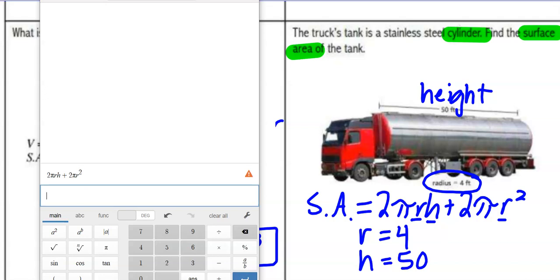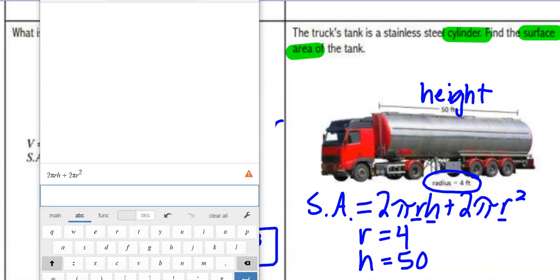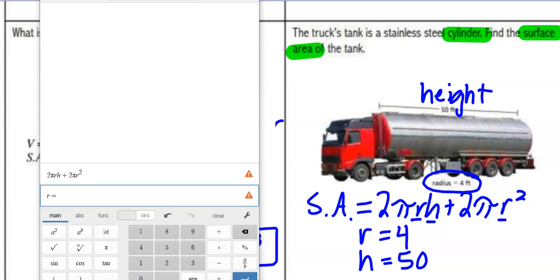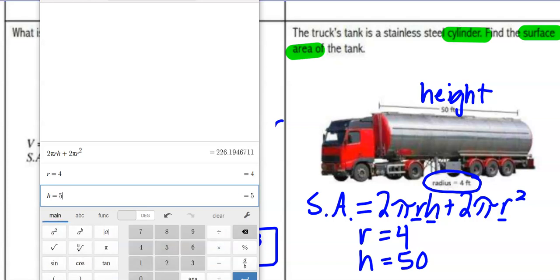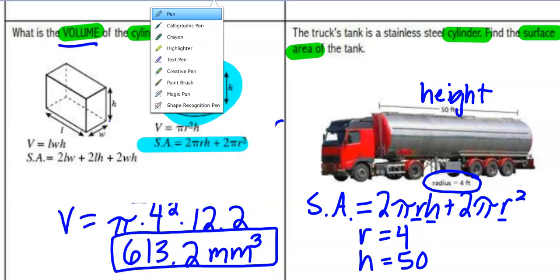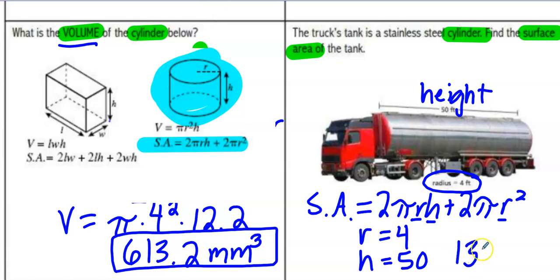So we're going to go to the next line, and we're going to tell it that r is equal to 4. And then the last line, we're going to tell it that h is equal to 50. And it gives us that really big number, 1,357, and we're going to round it to the tenths. So that's your answer, 1,357.2. And then this is surface area, so it's going to be square feet.